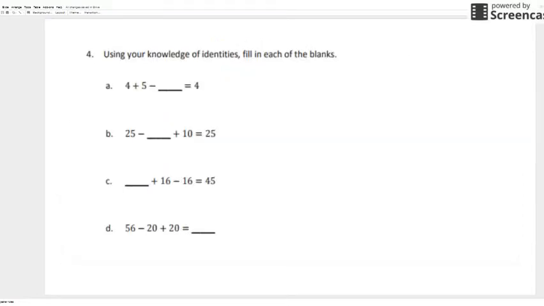All right, students, so now we're going to take what we learned from last video and put it into practice now. Use your knowledge of identities, fill in each of the blanks. So we're going to fill in all these blanks with the proper number.